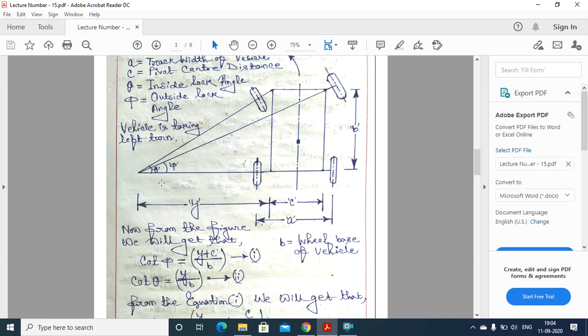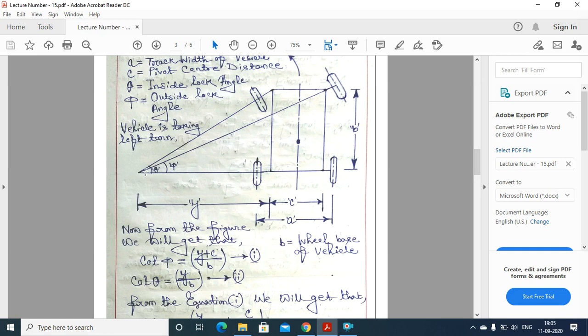What is the base? Base is here y plus c. And the perpendicular is here small b. Perpendicular is small b and base is y plus c.